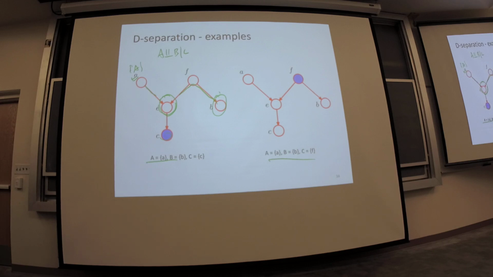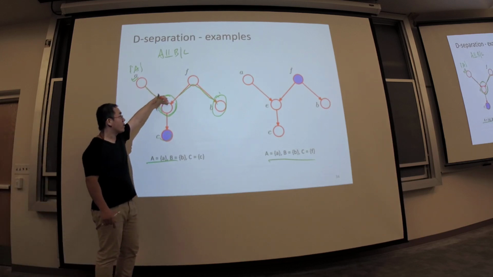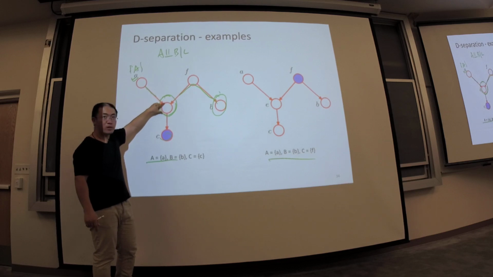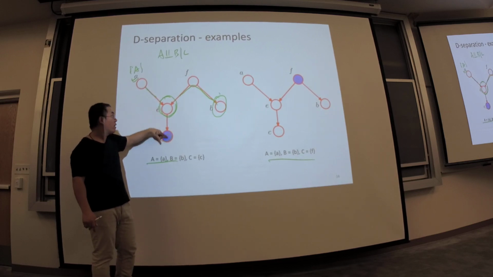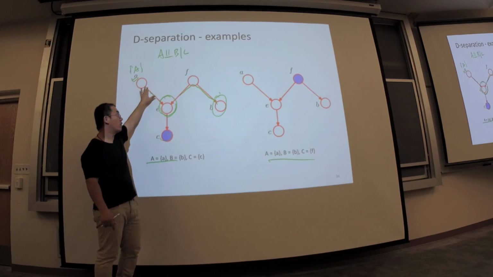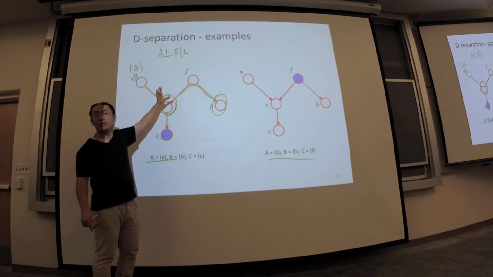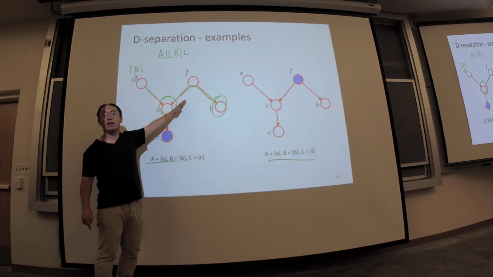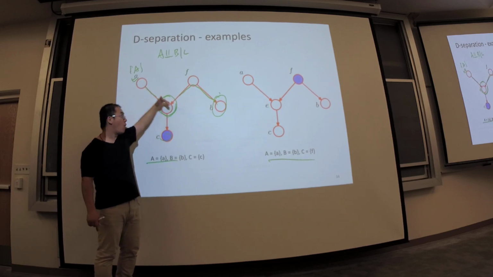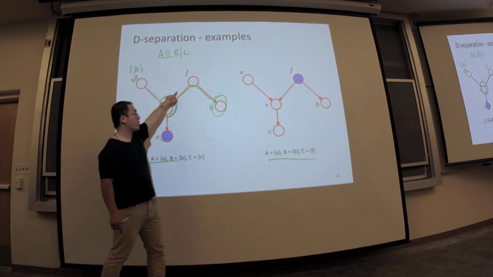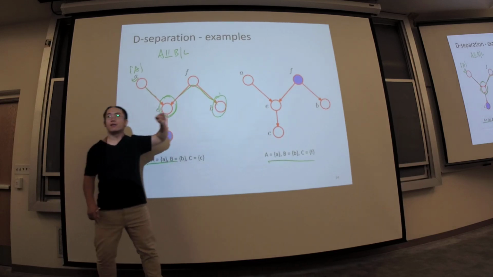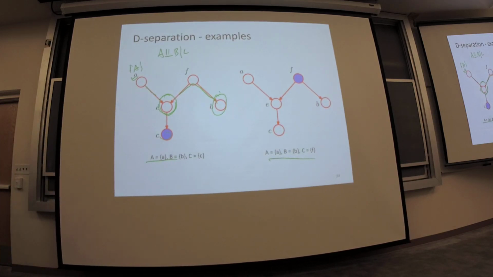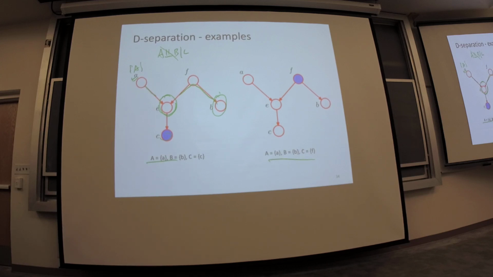Remember, it's a weird case, the head-to-head case: for any node where the edges meet head to head, if it is observed, or any of its descendants is observed, then this path is not blocked, meaning that the variables are dependent. It is just this situation, right? That means this path is not blocked. Your ball can go over here, go here, go here, go here. So that means A and B are dependent given C.